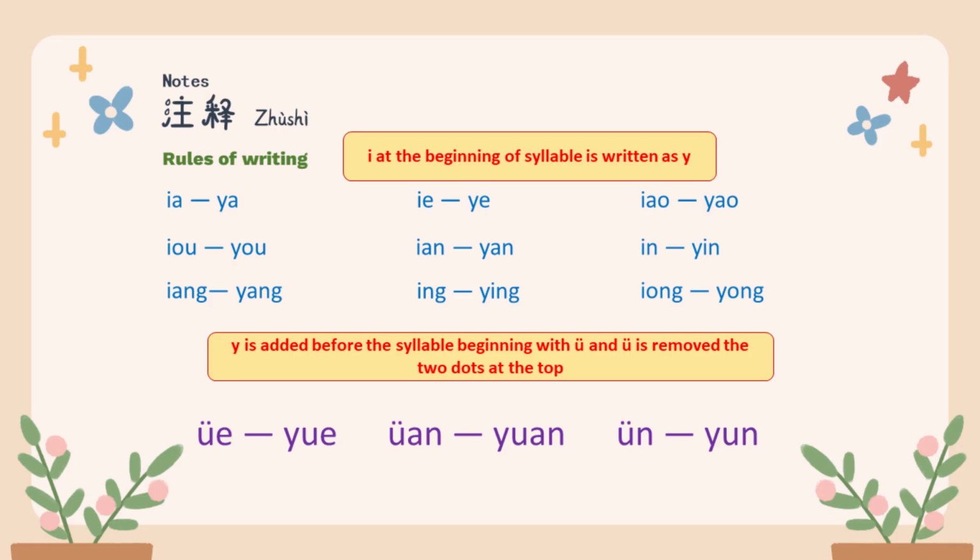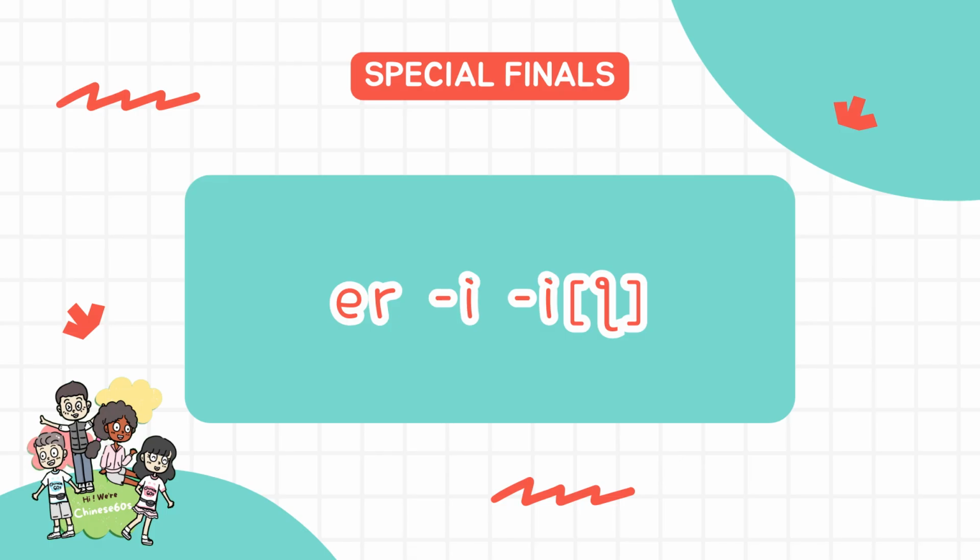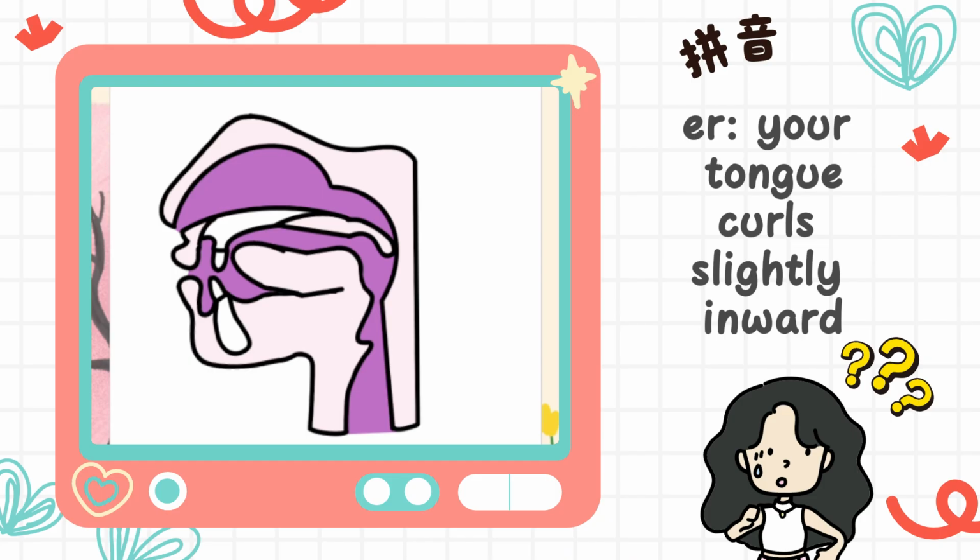Here are some important notes. When a final begins with I or Ü, it changes to Y at the beginning. When it begins with U, it changes to W. Now for the special ones.